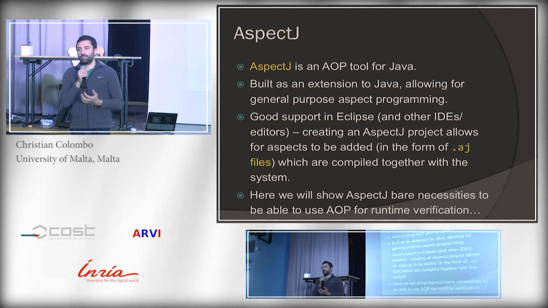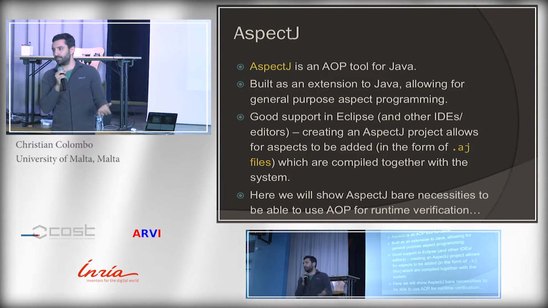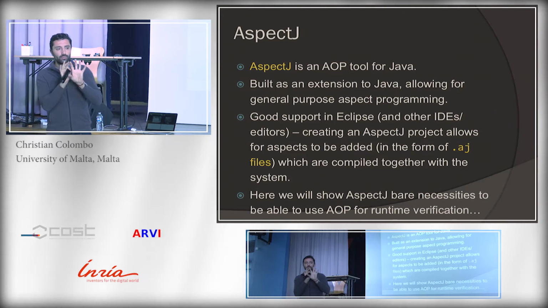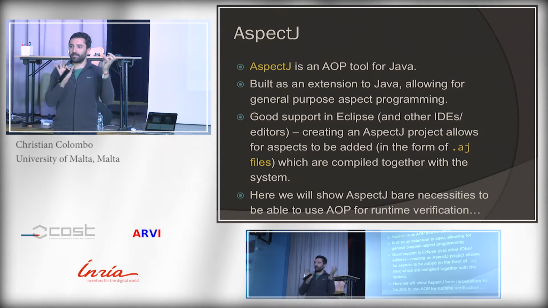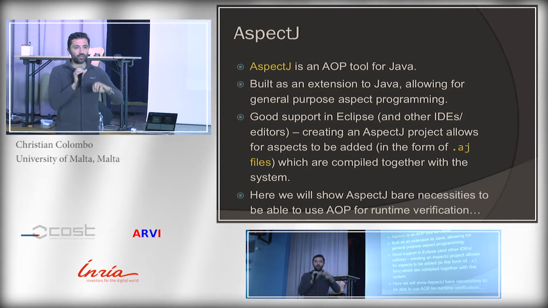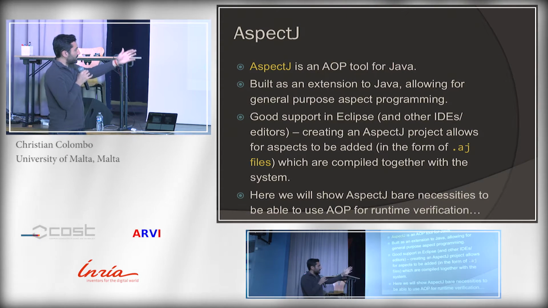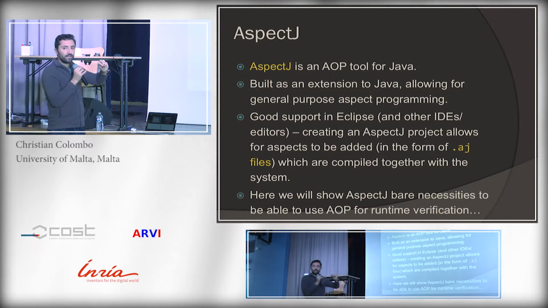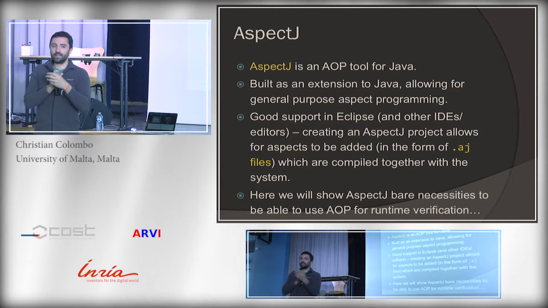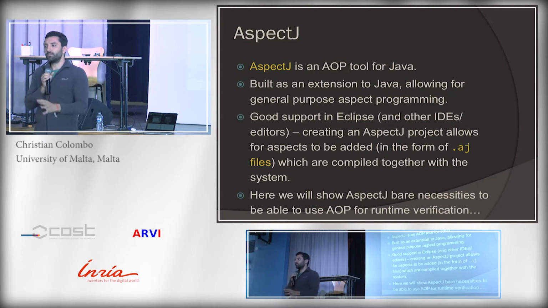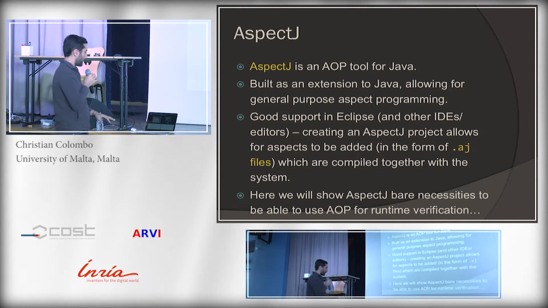Now, AspectJ obviously is just one particular tool, which happens to be the most popular for Java. That's why we're using it. But I want you to separate AspectJ from AOP. They are two different things. Okay, AspectJ is just an implementation of AOP for Java. It has good support from Eclipse and so on. And in the next slides, I will give you some details about AspectJ. I will not go into all the details, but I will give you just enough for this session.